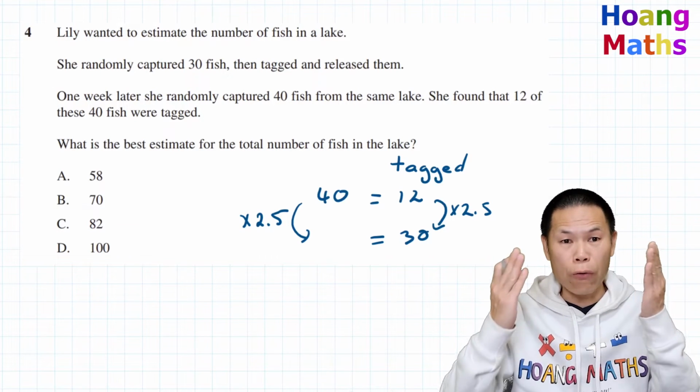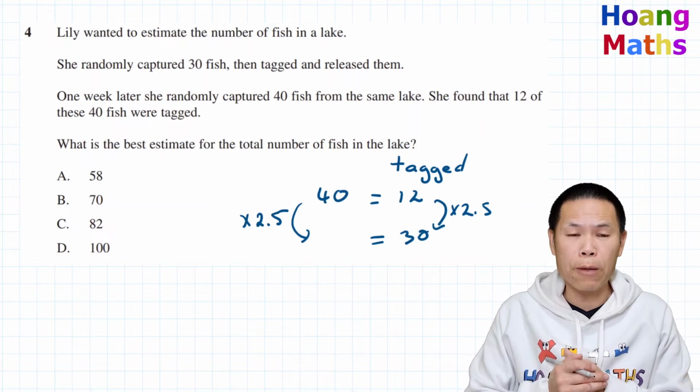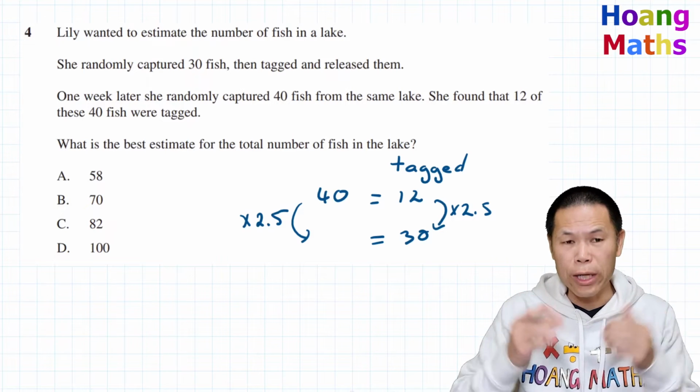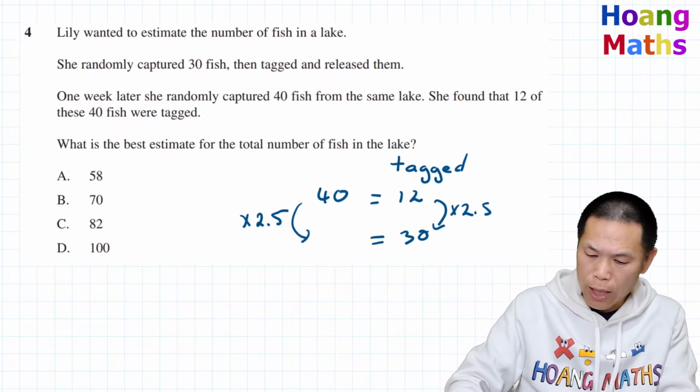So now we just go 40 times 2.5. If you double 2.5, that gives me 5. And then we double again because we times by 4, so that gives me 10. So add a 0. So that is 100.